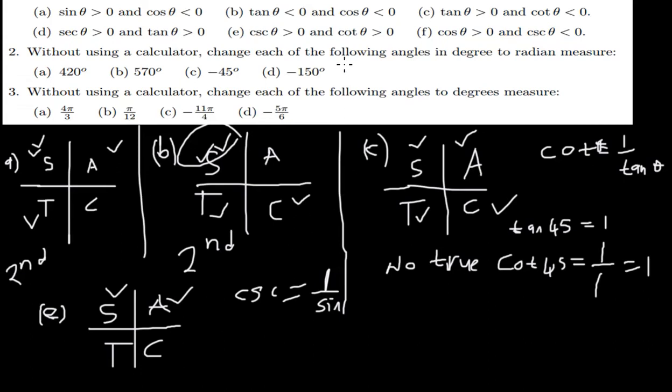Let's now check cot theta. As I earlier said, the quadrants where cot theta is greater than 0 are the same quadrants where tan theta is greater than 0. So which quadrants are having tan theta to be greater than 0? And of course it's the third and the first quadrant. So where 2 ticks are found, that's where my answer lies. So here, the solution for E is the first quadrant.